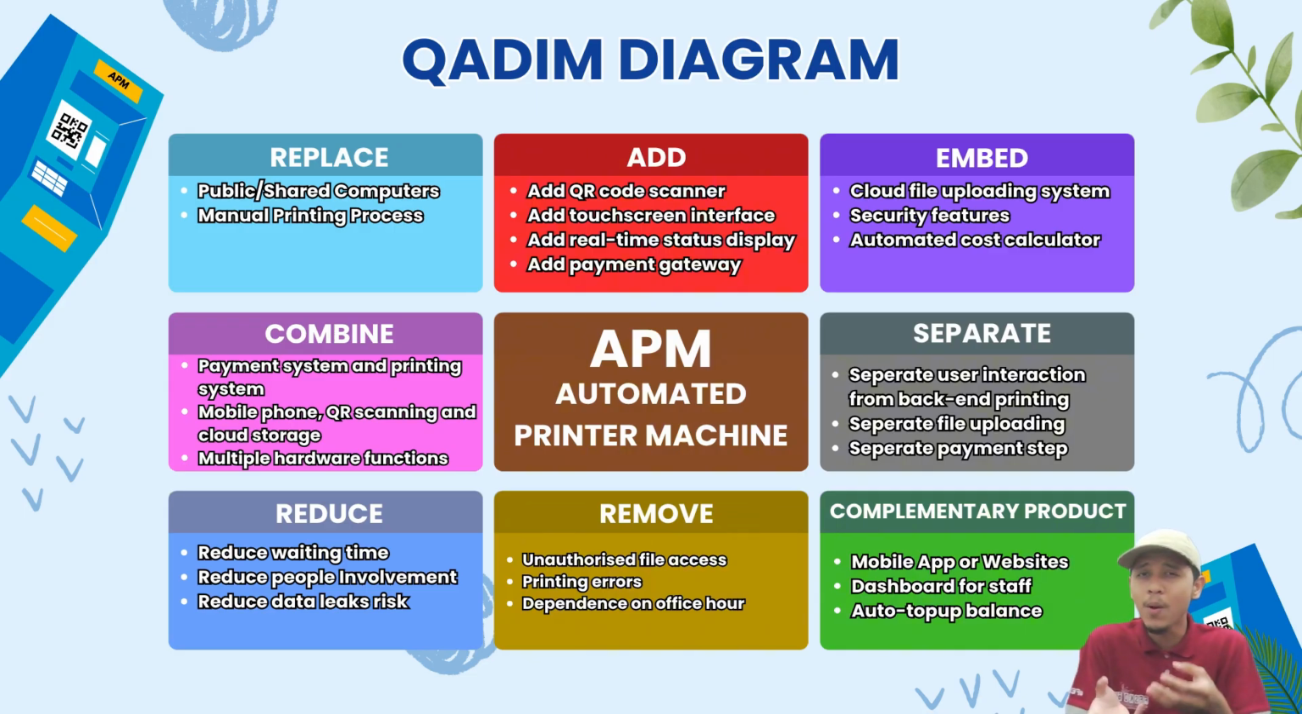We have included a mobile app for users to control the process, as well as a dashboard for staff to check the printer status and an auto pop-up. So in conclusion, that is our coding diagram for APN. It helped us redesign the printing process to make it faster, safer and more user-friendly. Just like using an ATM, but for printing.